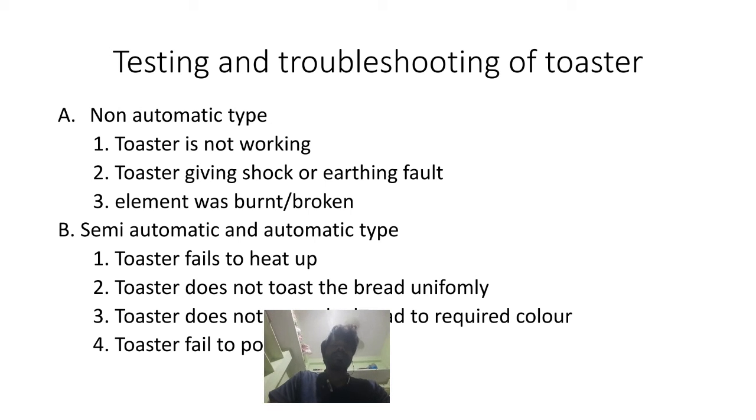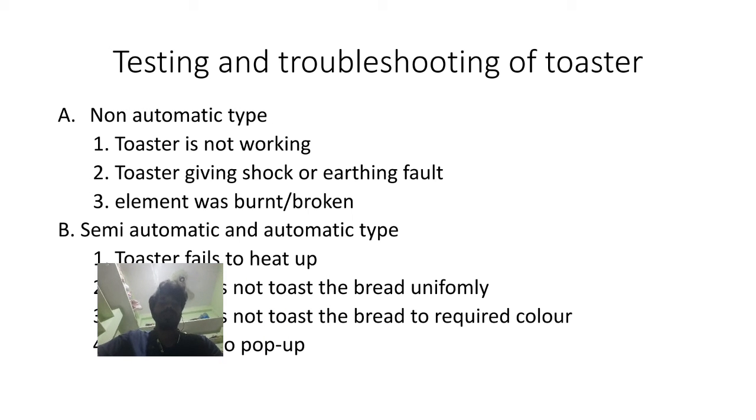Last one, toaster fails to pop up. It is due to a defect in the thermostat switch, contact of the thermostat being bent, a defective pop-up wire, or broken carriage elevator springs. Clean the contact. Check the thermostat with the lamp or check the carriage elevator springs. If found defective, replace them.